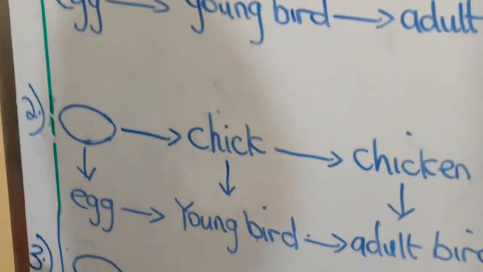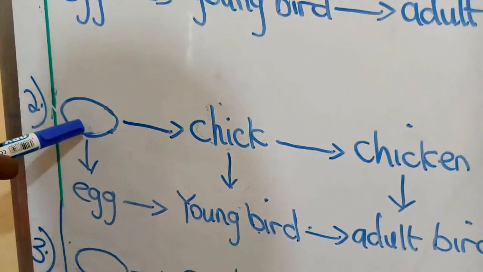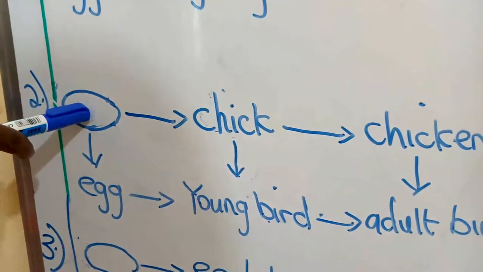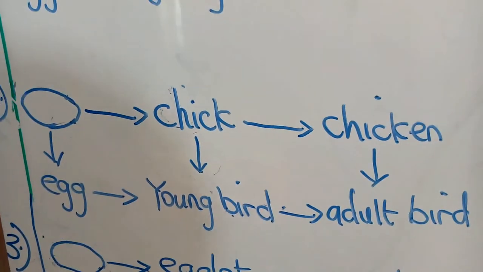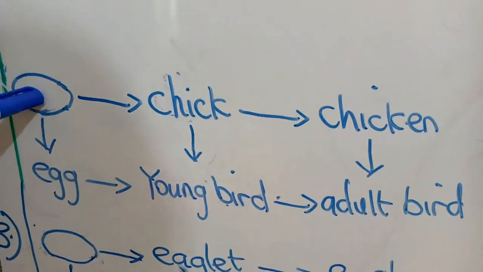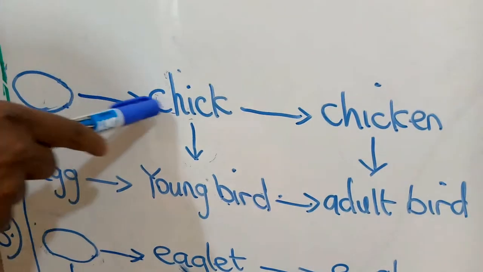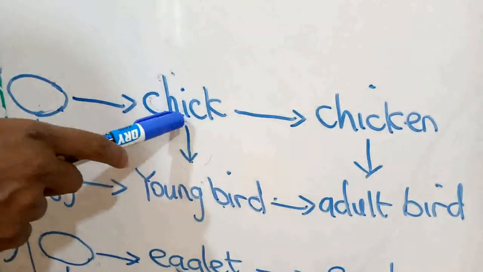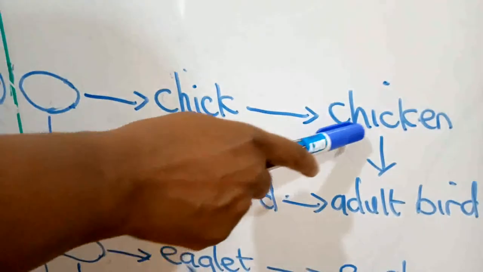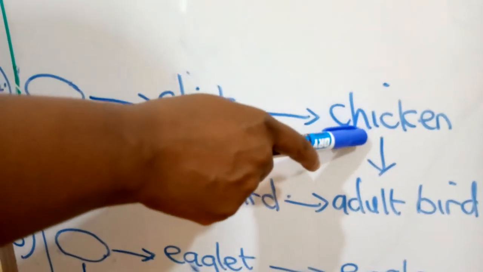Number two. Now you can see the egg there, the egg of a chicken. Now, a young chicken is called what? A chick. From the egg, it hatched and became a chick. Is it not true? From there, it grew into a chicken.